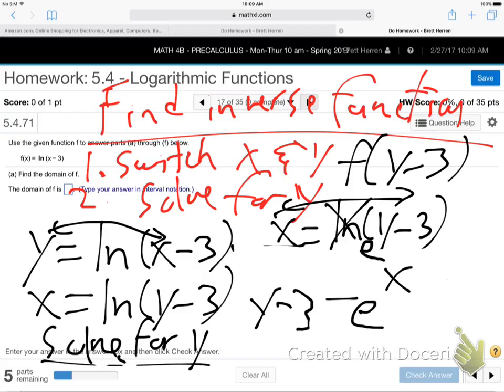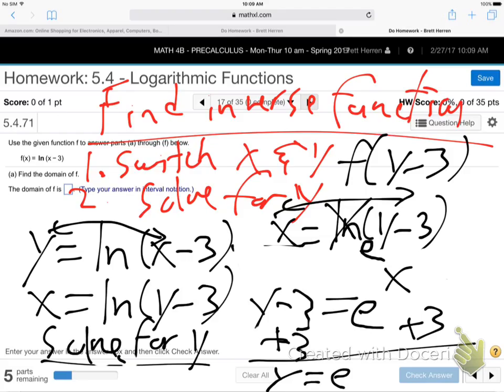All right, so we good to there? Bye-bye log. We lost the log. Much easier now. Now what do we do to get y alone? It's child's play now. Just add that 3 to both sides. And we get y equals e to the x plus 3. Look at that. And we did the normal steps for inverse. Switched x and y, solve for y.